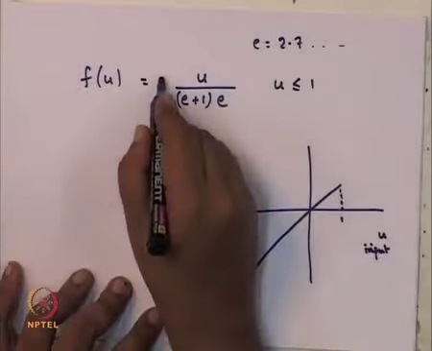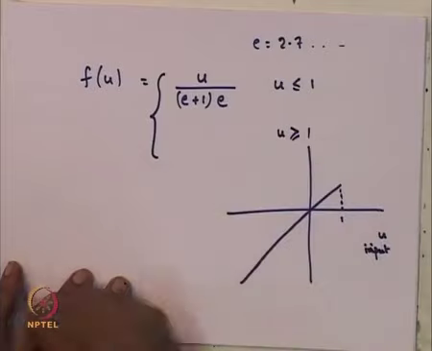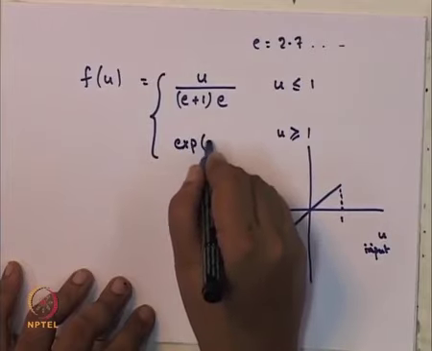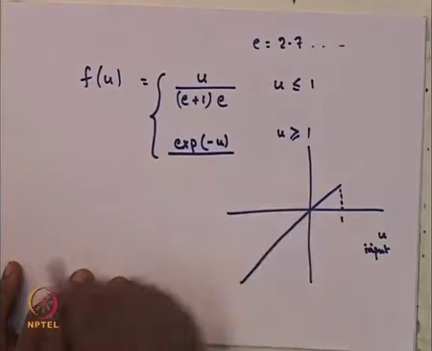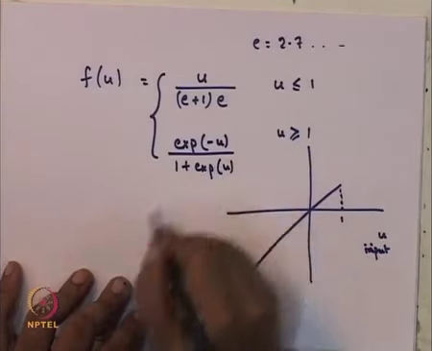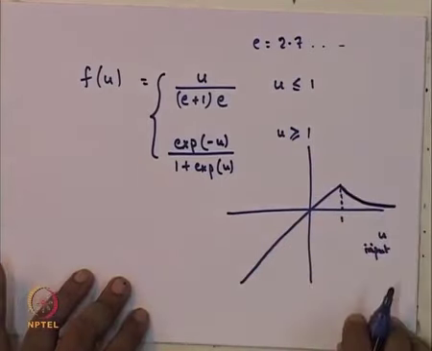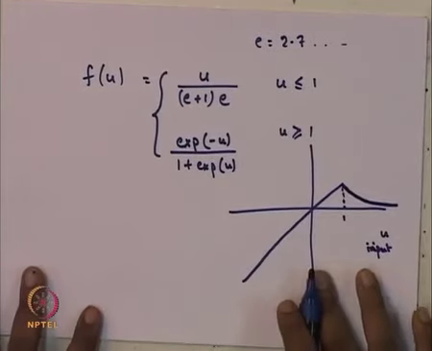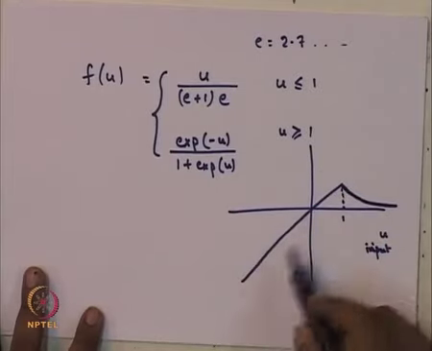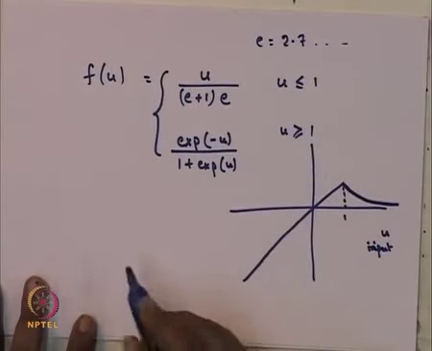So, this is the first part, and now the second part for u greater than or equal to 1, what you have is exponential of minus u divided by 1 plus exponential of u. So, here the characteristic that you are going to get is like that. Now if you look at this nonlinearity, it lies in the third quadrant and the first quadrant. So, this nonlinearity given by this f of u is in feedback connection with that plant.